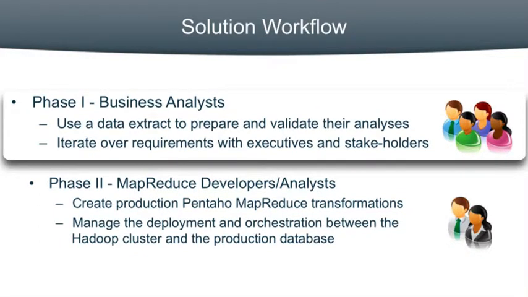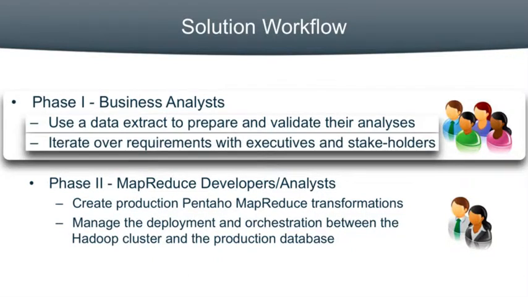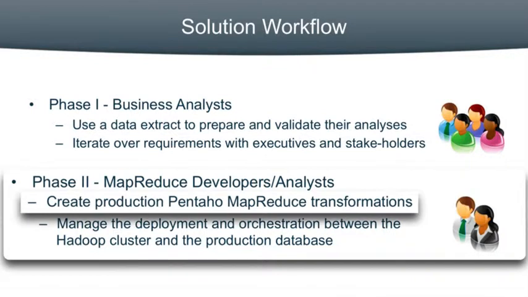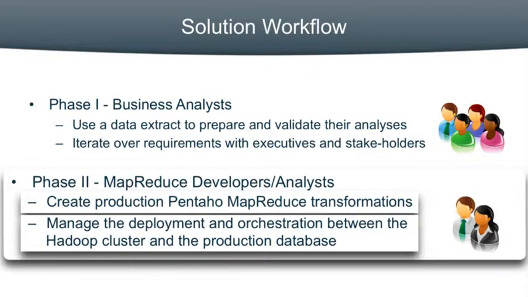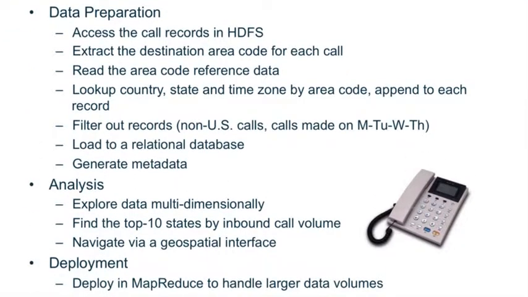Using Pentaho, the analyst uses a subset of call records stored in Hadoop to prepare the overall approach. Based on the COO's feedback, the calculation rules may change or additional reference data may be added. Once the approach is validated, the IT developer creates a production transformation in Pentaho MapReduce to deploy against the full data set in Hadoop, verifies that it runs correctly, and notifies the analyst when the job output is ready for analysis.